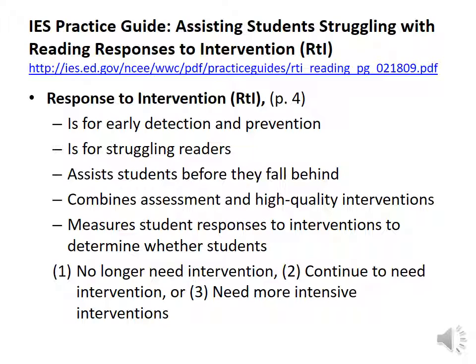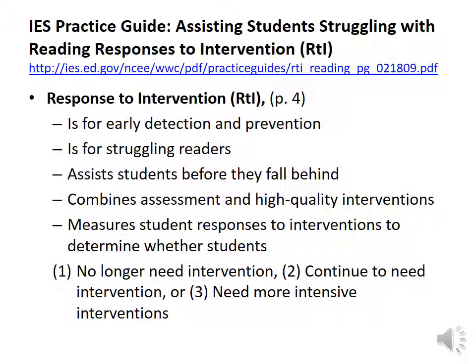Now on page 4, Response to Intervention, I took out some of the key points. One, it is for early detection and prevention. If you can prevent problems from happening, you are way ahead of the game, and you will save your students a lot of wasted instructional time, a lot of frustration, and as I believe it was Tim Shanahan said, a lot of shame when they find that they're not keeping up with others. And so you really do want to detect problems early so that you can get in there, provide an intervention, and prevent them from having more serious problems.